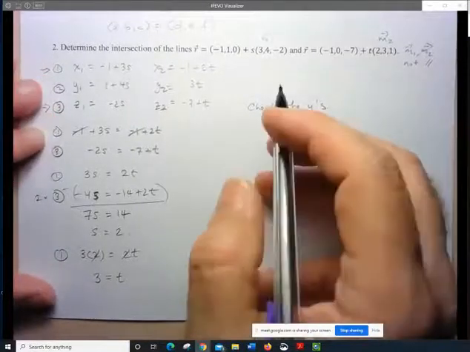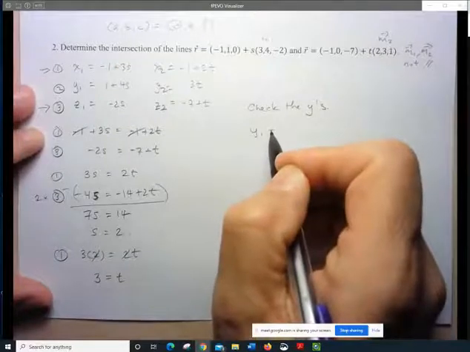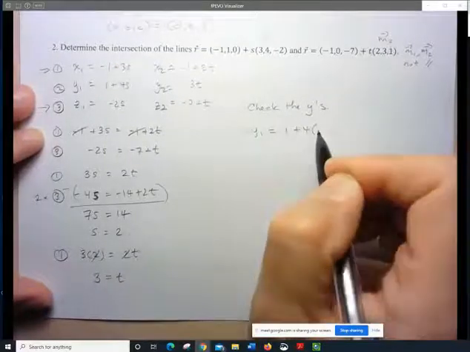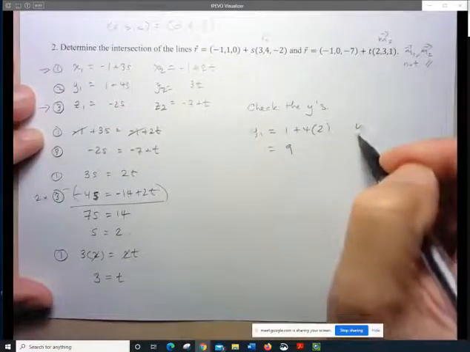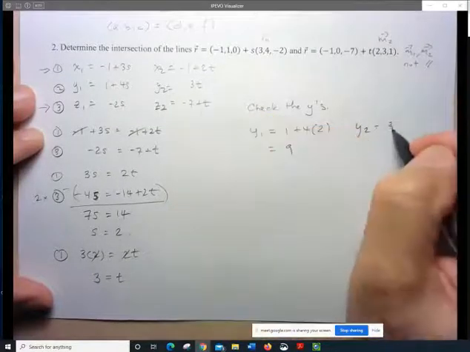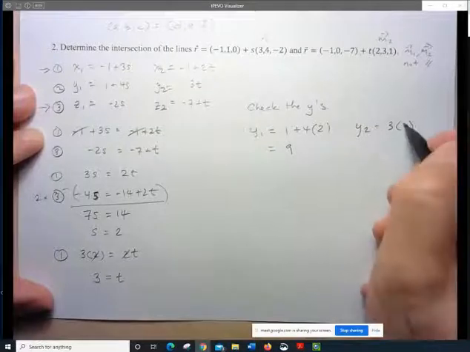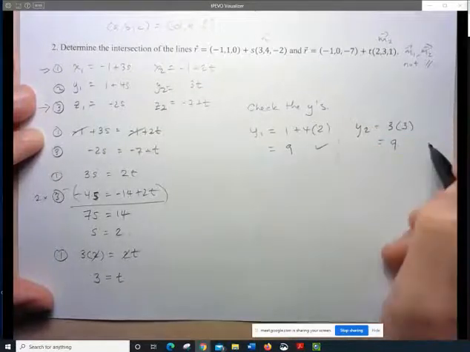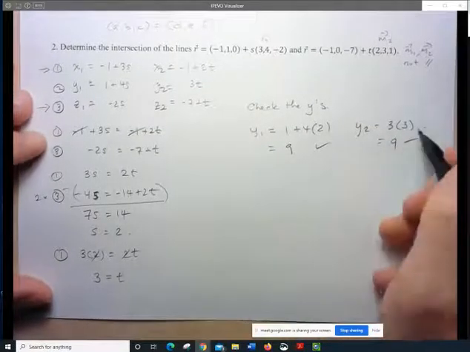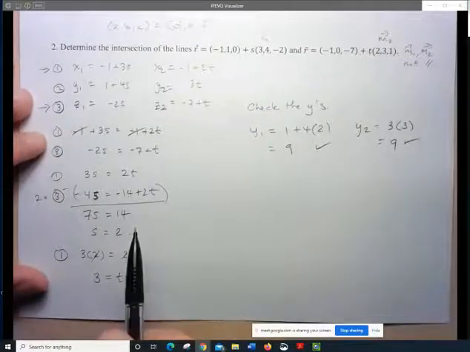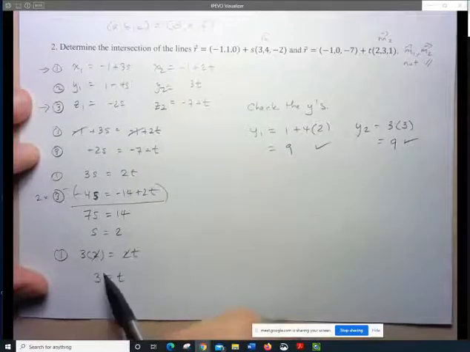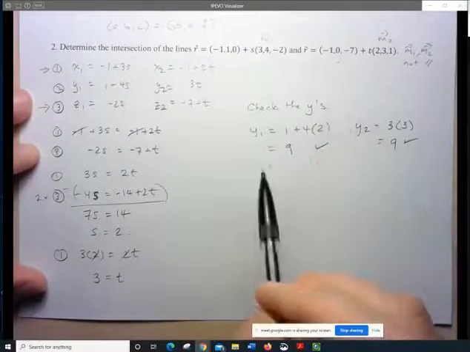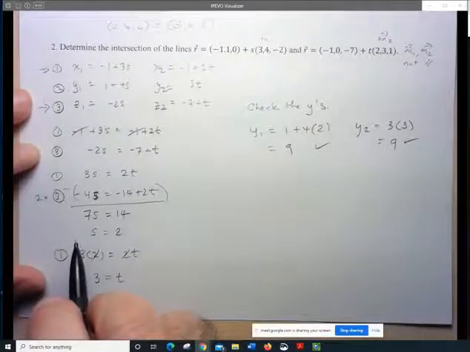Okay, so let's check y1. That's 1 plus 4s, and s was equal to 2. So 1 plus 8 is 9, and then y2, which is 3 times t, and t is equal to 3, and that's also equal to 9. And so now I know that this value of s for line 1 and this value of t for line 2 are going to have to produce the same point. Okay?